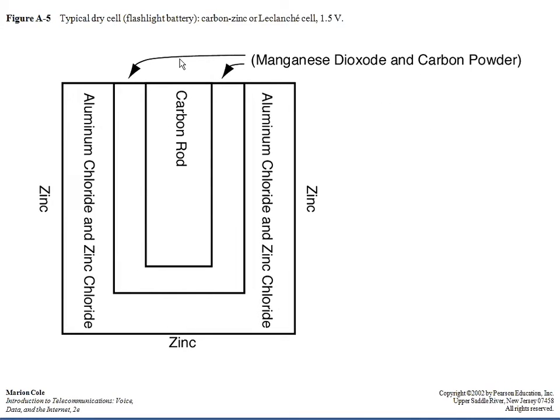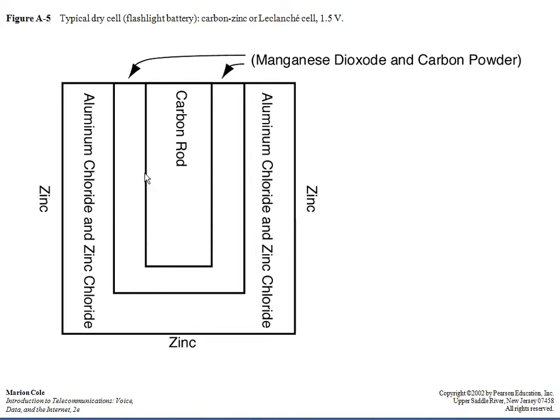If we look at a dry cell battery, this is a typical cutaway section of a flashlight battery. Here we have the carbon rod in the middle, and the top would be the plus terminal, the positive terminal, and the bottom would be the negative terminal. Now there's an insulator that separates these two materials.